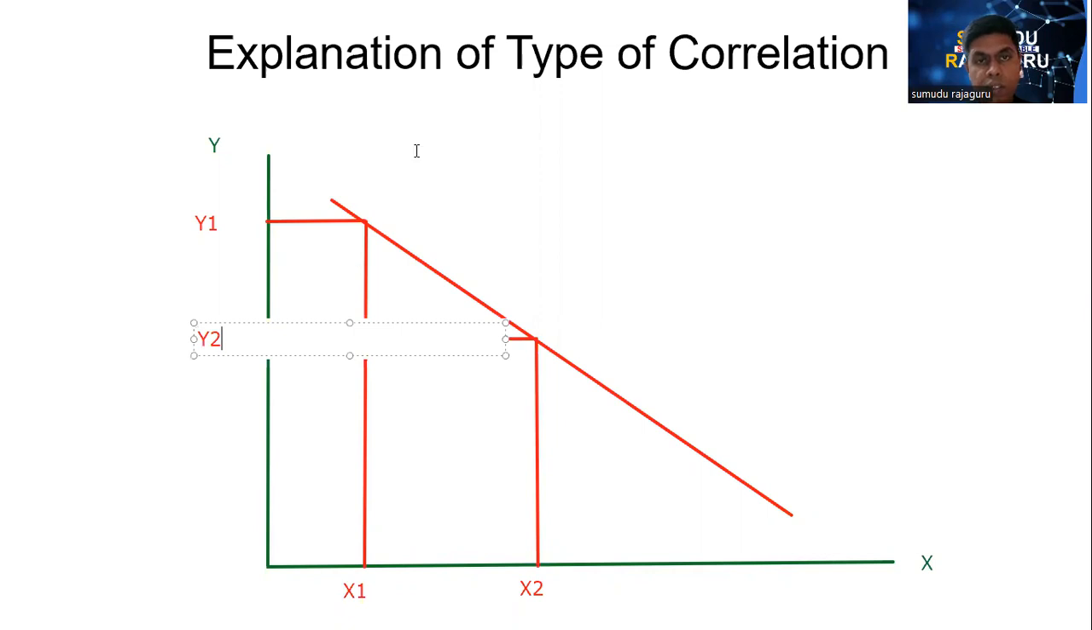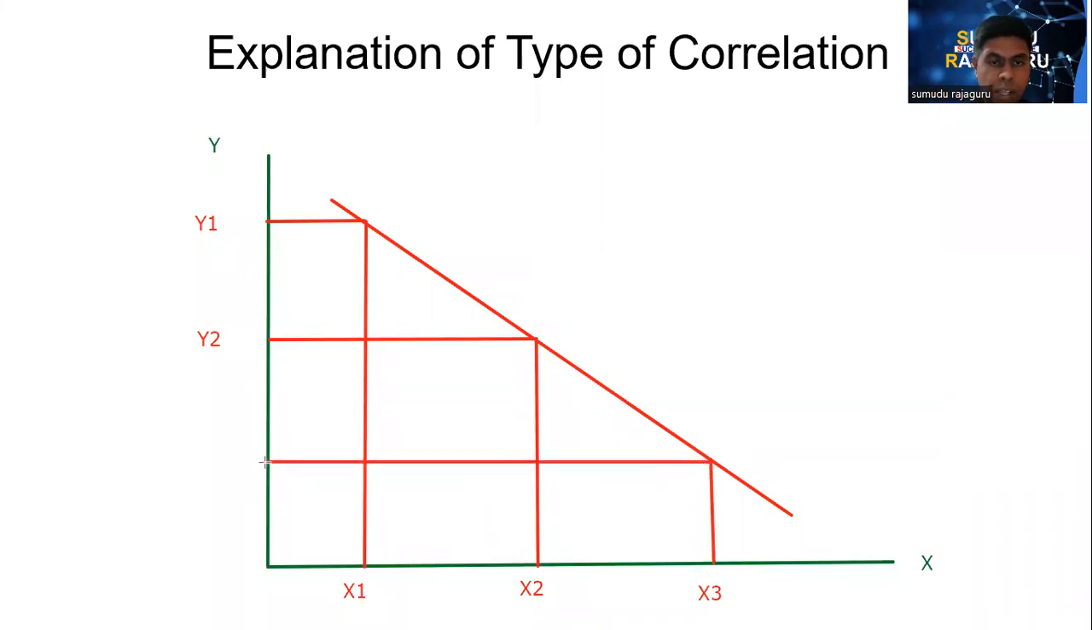We'll take another point also. Here, the particular x value is x3. Then when we project that intersection point onto the y-axis, the particular y value is y3. Now carefully see what happened. I am increasing x values from x1 to x2, then x2 to x3.